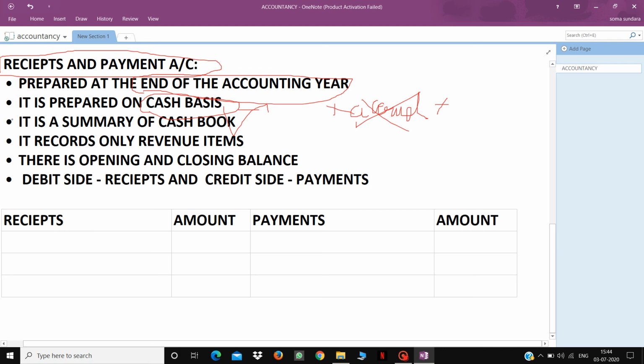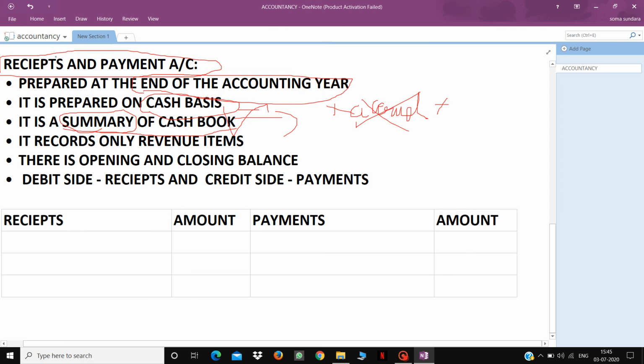So the third one is, it is a summary of cash book. Note the word, it is a summary and not similar to cash book. When we do a cash book, what will we be doing? We'll be recording all the transactions day to day. We'll be entering the date, month, year properly in the date column, and then recording the transactions which take place. And in cash book also only cash items are recorded, right?